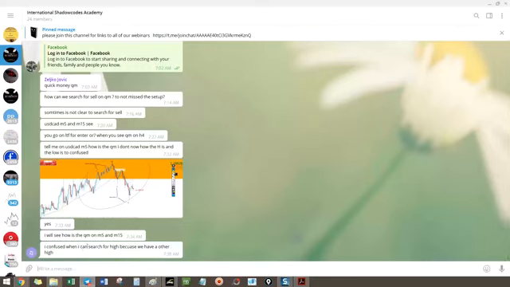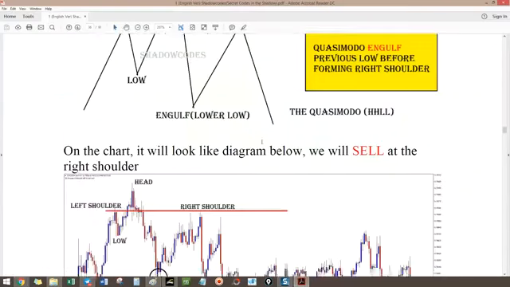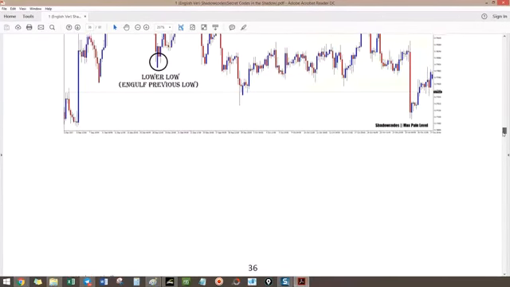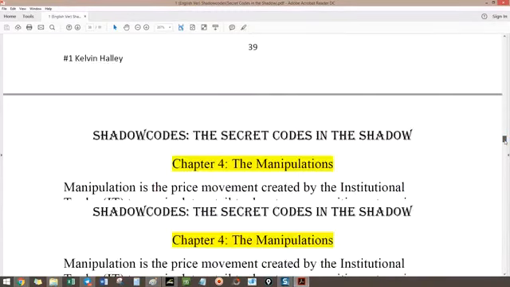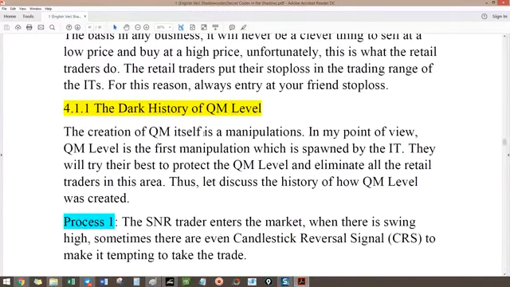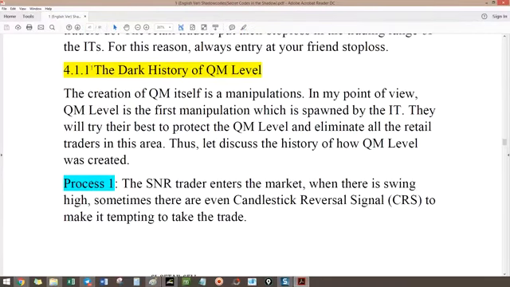I'm confused about when I can search for high because we have other highs. It's okay, Zeko. For now, you just try to find the QM pattern, because to find the correct high, you need to learn in chapter 4. Chapter 4, over here. If you have the time, you can read about the history of QM level.